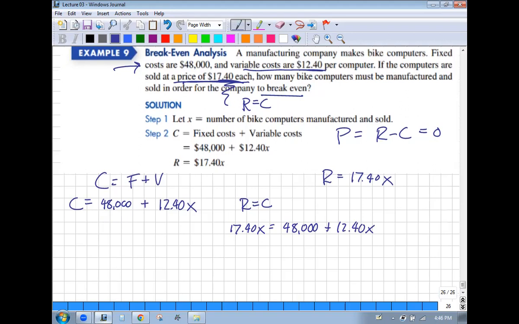Now we just need to solve for x. If we want to get all the x's over here, let's subtract 1240x from both sides. So 1740 minus 1240 is what? 500. And now we just need the x by itself. So let's divide both sides by 5. So whatever 48,000 divided by 5 is. Again, I'm rarely interested in the actual last number, I'm interested in the math. Everybody can use a calculator. If we divided it by 10, it would be 4,800, but we're dividing it by 5, so it's twice that. So 4,800 times 2 would be what? 9,600.